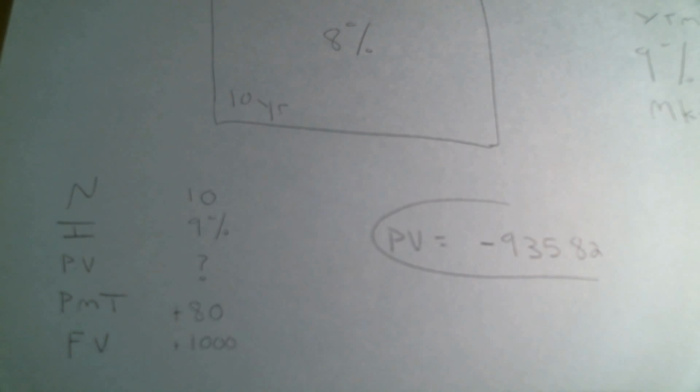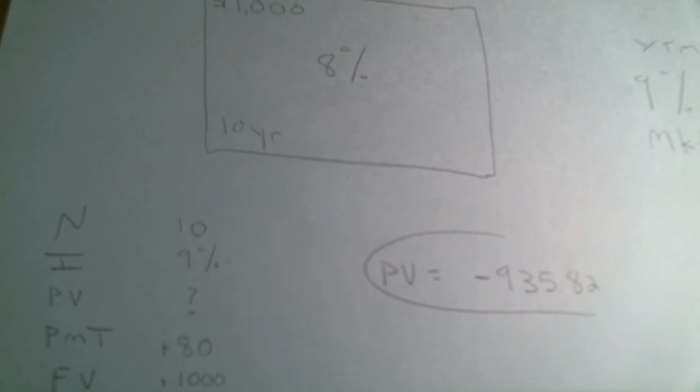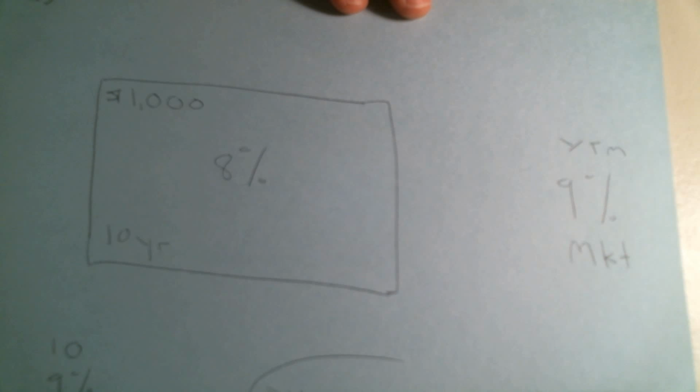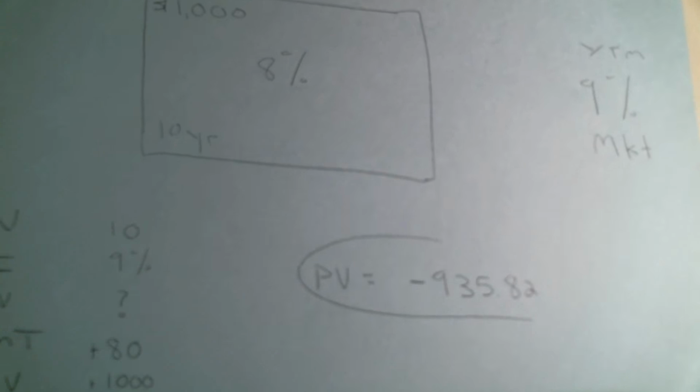Okay, so I'm just going to flip each of these problems in front of the screen for a couple of minutes, and you can just check and make sure you've got them correct. So again, 7.1, that's the setup. Yield in the market, 9%, and the inputs.